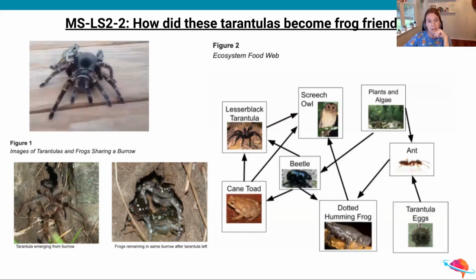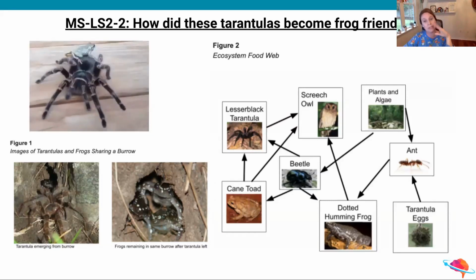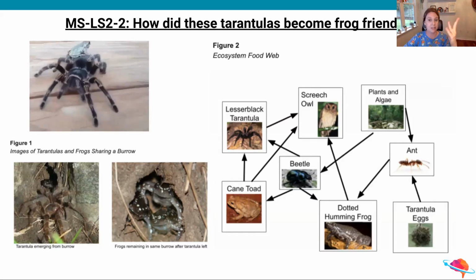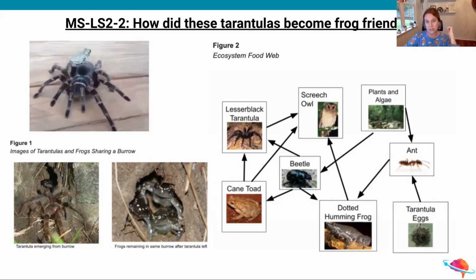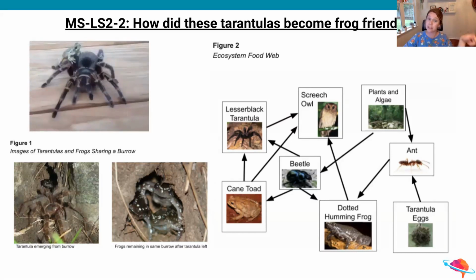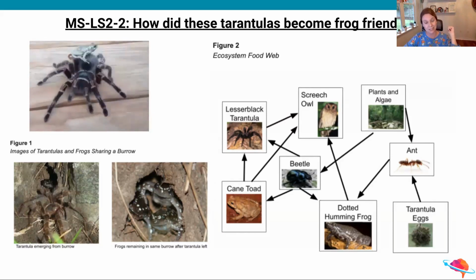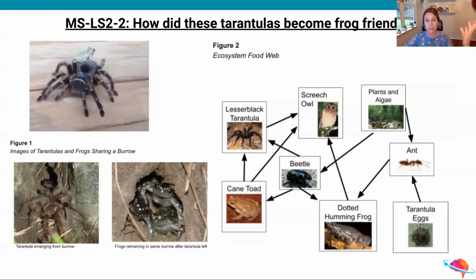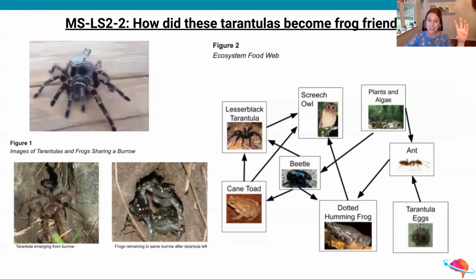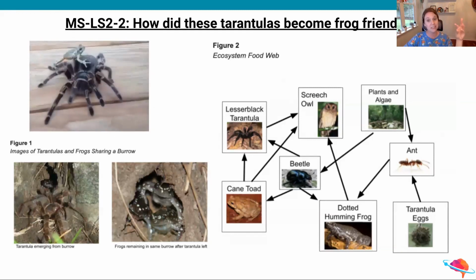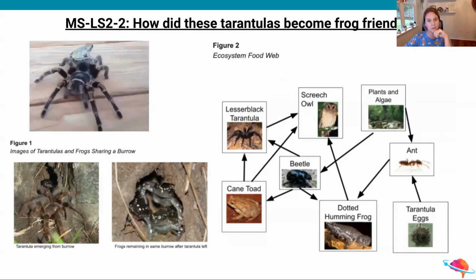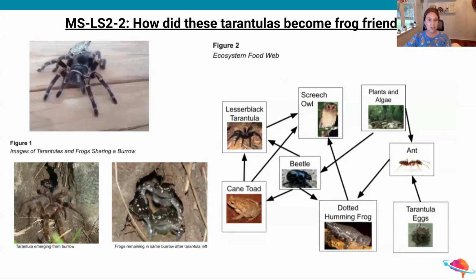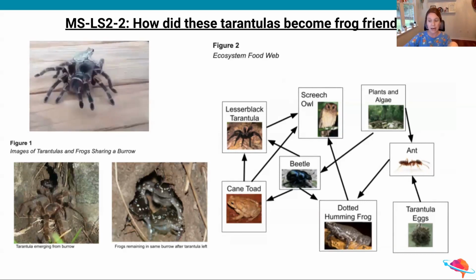We give kiddos some information here too about this food web. Some really interesting things to point out is the tarantula eggs, which ants think are a tasty, tasty snack, but the dotted humming frogs think those ants are tasty, tasty snacks. And you can also see the relationship of the tarantula in this situation too, that the tarantula eats a lot of the predators of the dotted humming frog. So we give this information, and then students also look at a graph.